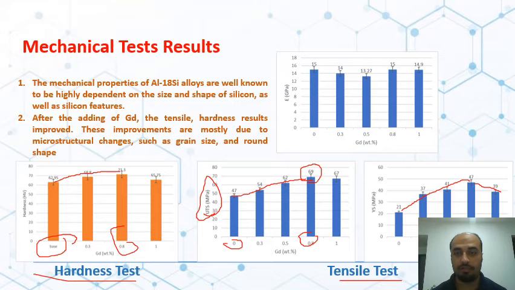For the elongation, we also have the best one at 0.8. We get this result because of the shape and size of the silicon. The size at 0.8 Gd was the lowest, and the shape was round. So we get better results at 0.8% Gd.